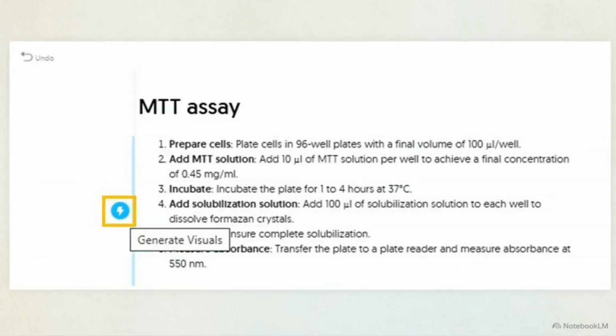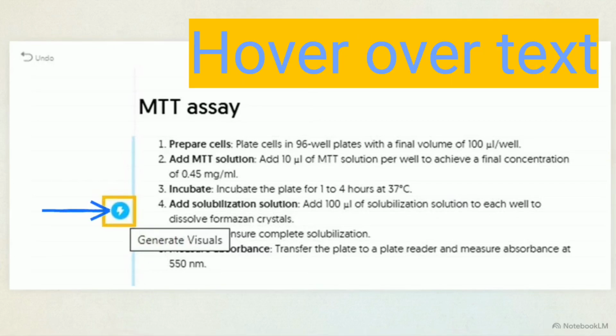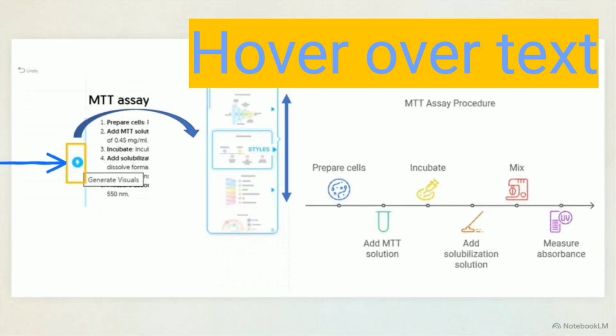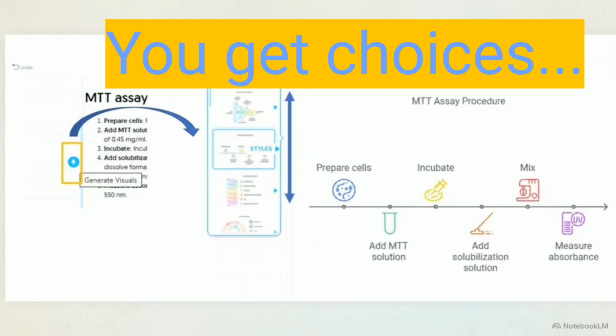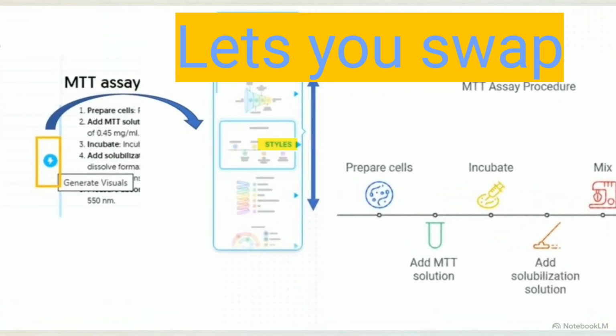To see this in action, you simply hover your cursor over any block of text. A blue lightning bolt icon appears in the margin. Click it, and the procedural steps on the left are instantly mapped into a sequential timeline on the right. If that layout doesn't serve your presentation, a central palette of architectural choices lets you seamlessly swap the visual structure.